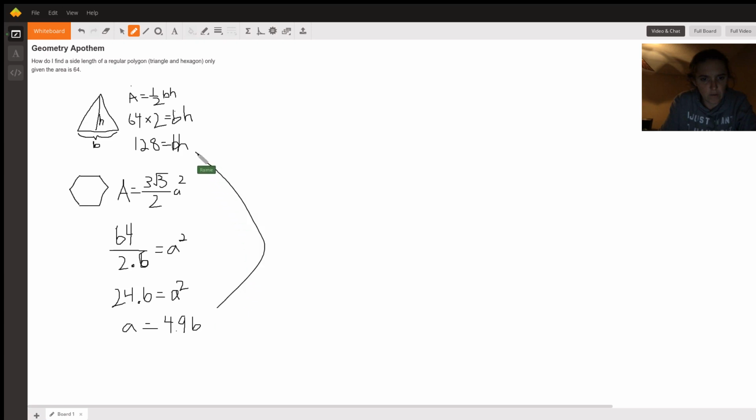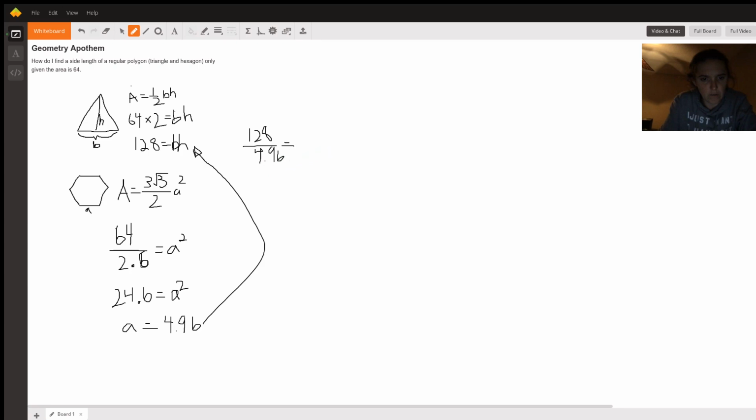Now I'm going to plug in 4.96 into this equation because I'm assuming that my sides of my hexagon are the same as my base, my sides of my triangle. Okay, so if I plug in 4.96 for my base, I do 128 divided by 4.96, and I should get H, excuse me.